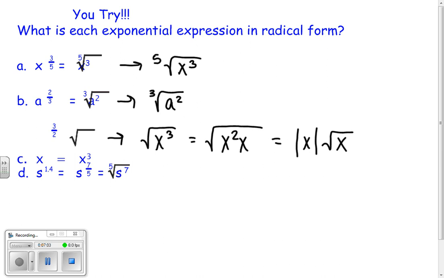And then this one needs to be fixed as well. You can see it. This is the same as the 5th root of s to the 5th and s squared, which is s times the 5th root of s squared.